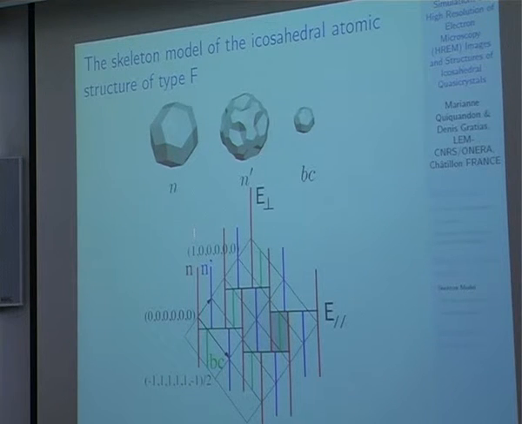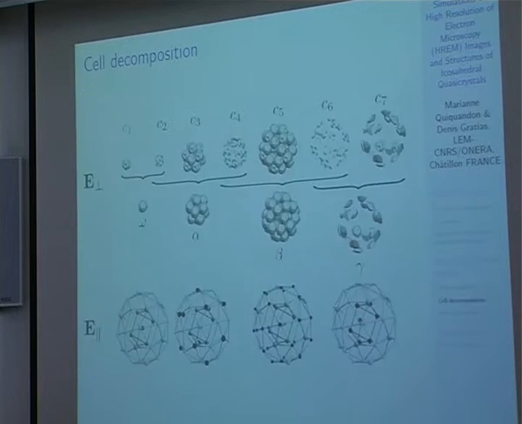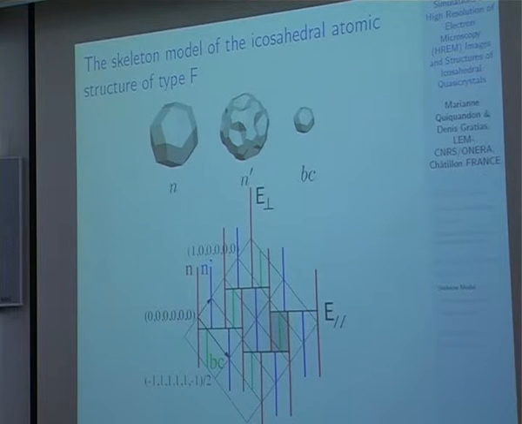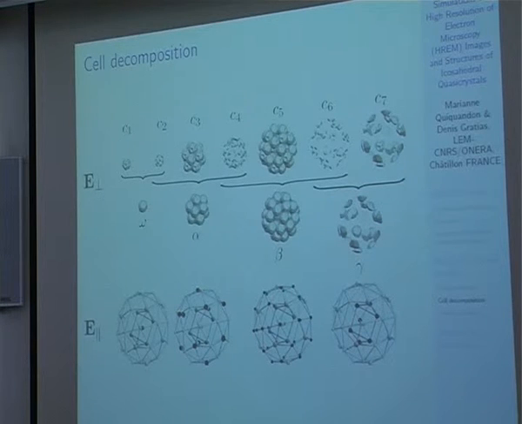in the hyperspace N, and then we put this large triacontahedron truncated along the 5-fold axis to avoid short distances, and we put this triacontahedron on the odd sites N prime, and the small triacontahedron is put on the BC sites. Now we want to do a chemical decoration of this skeleton, and so we have to decompose each atomic surface in small pieces, and each piece will be attached to chemical species. And we do the cell decomposition.